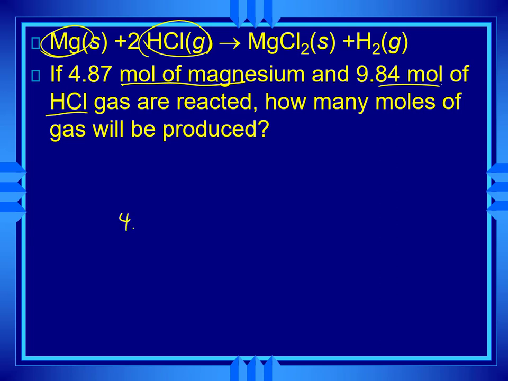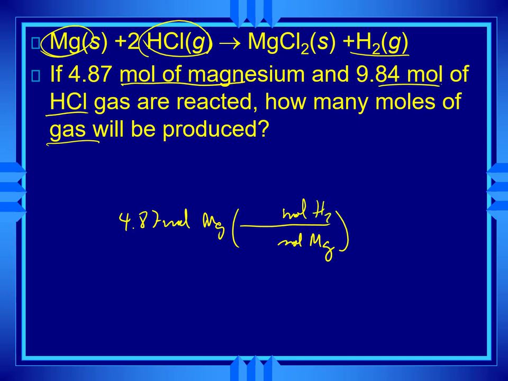So I start off with the 4.87 moles of magnesium and turn moles of magnesium into product. And they told me how many moles of gas, and H2 is the gas. So I'm going to change it to moles of H2. And in my equation, there's a 1 and a 1. Don't need a calculator for that. If I use up all my moles of magnesium, I will make 4.87 moles of hydrogen.